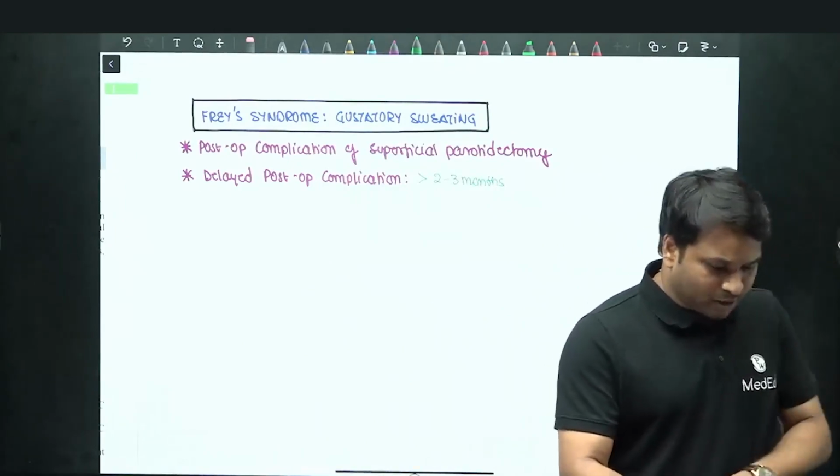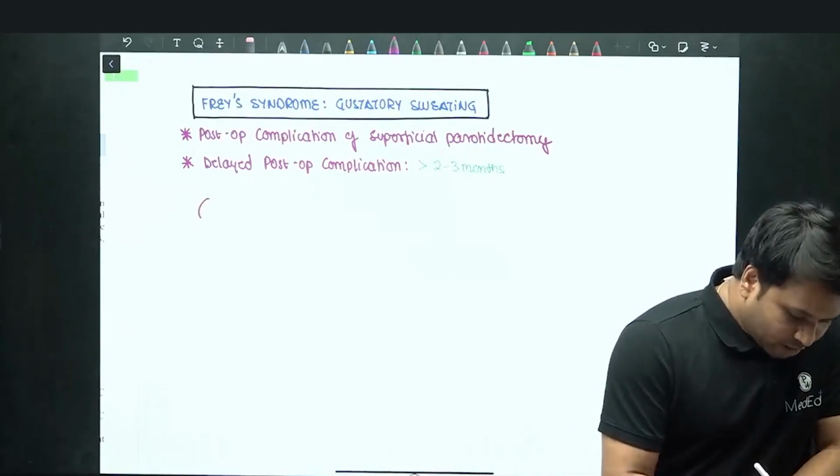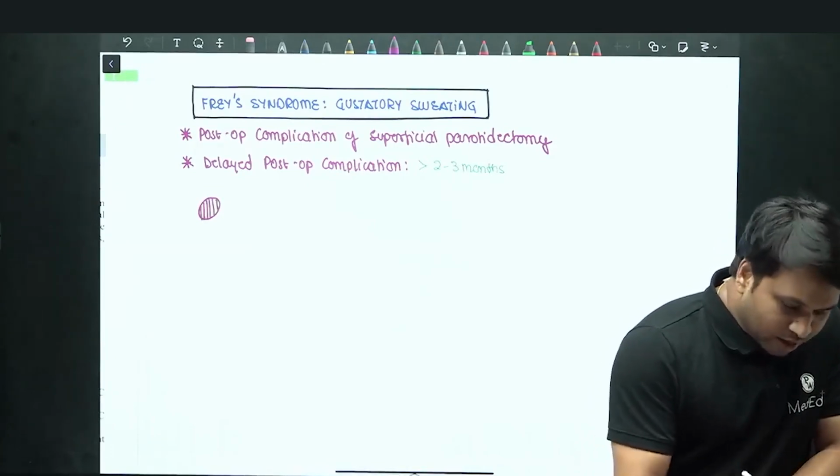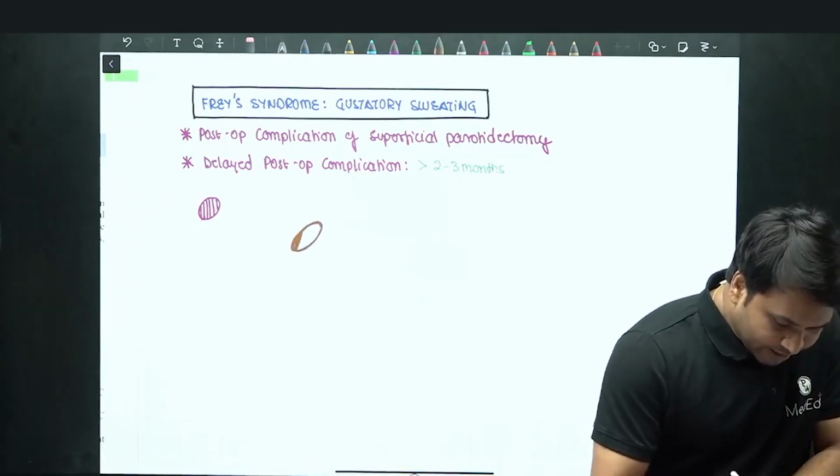Now, what is the basic concept behind it? To understand the basic concept, let's say this is a representation of a parasympathetic ganglion. Let's say this is a representation of the tympanic membrane that is present across here.